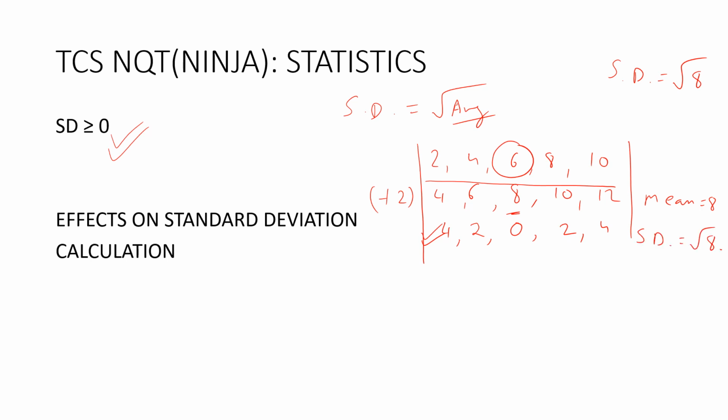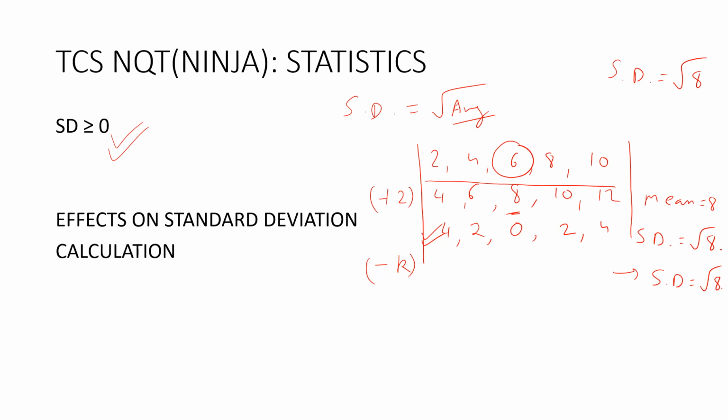So the effect of adding plus 2, or maybe some constant, to each term is that my standard deviation does not change. Same thing would have happened if I deducted a negative constant. My standard deviation would have remained the same. So I can summarize it. If you add a positive constant to each term, standard deviation remains the same. If you deduct a constant from each term, the standard deviation would remain the same.